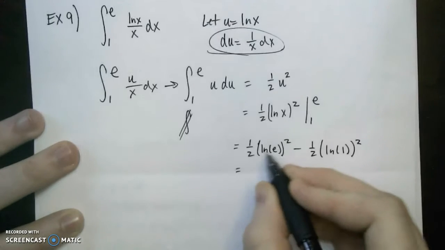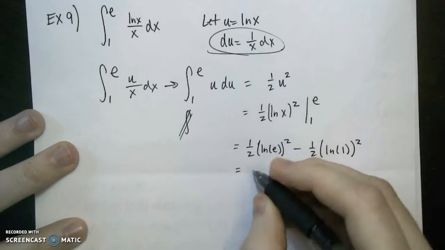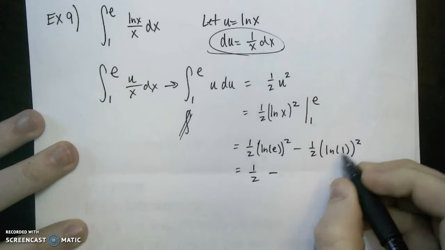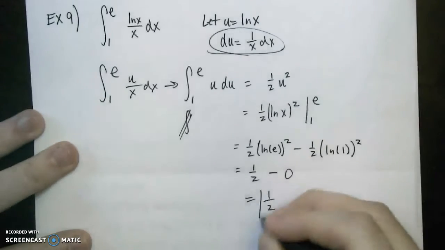So natural log of e is just 1. 1 squared is 1, so we just have 1/2 times 1. Natural log of 1 is 0. 0 squared is 0. Half of 0 is 0, so we end up getting 1/2.